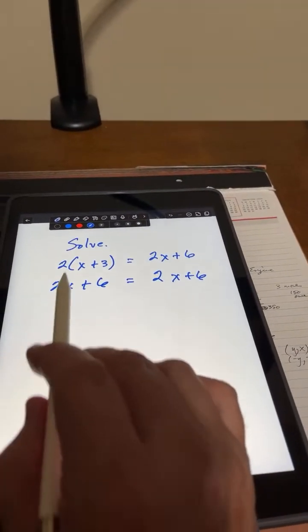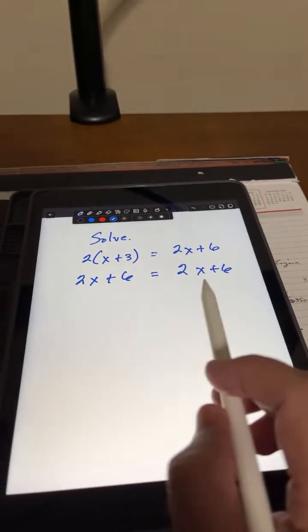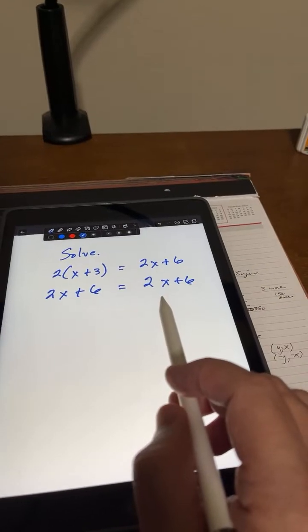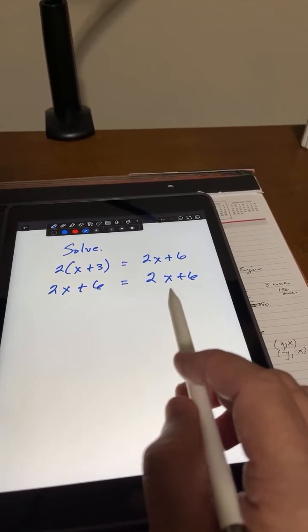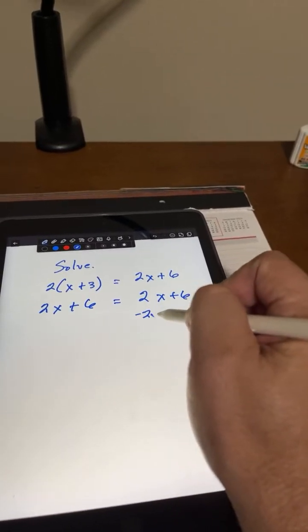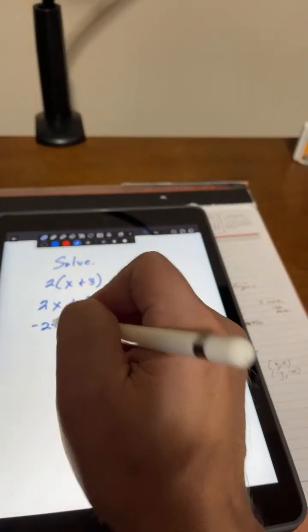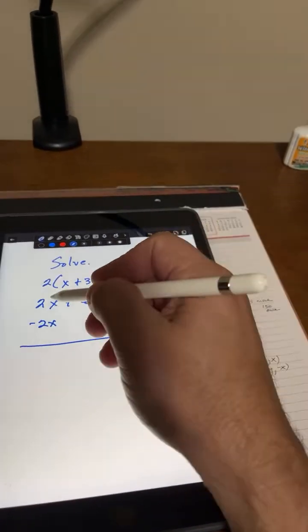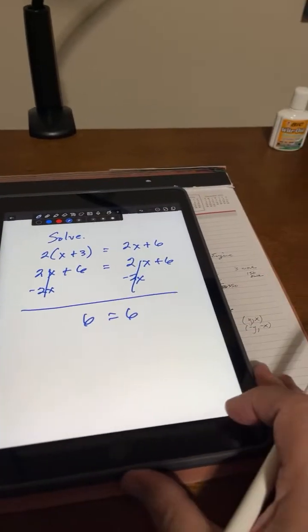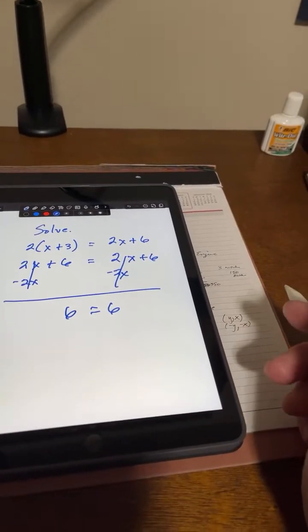So 2 times x is 2x, 2 times 3 is 6. So we have 2x plus 6 equals 2x plus 6. Even at this point, we should realize this is an identity. But let's suppose you didn't notice that. If you tried to subtract 2x from both sides, you would realize these would cancel and you'd have 6 equals 6. So hopefully at this point, you realize that it's an identity.